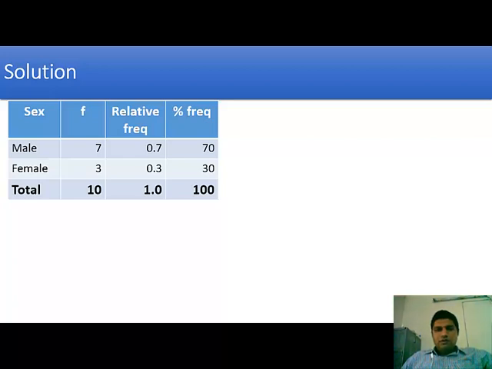Relative frequency is obtained by dividing the corresponding class frequency by the total frequency. And if you multiply the relative frequency by 100, you'll get percent frequency. Remember, the total of the relative frequency will always be equal to 1, and the total of percent frequency will always be equal to 100. A slight difference may be due to the rounding error for the big questions.